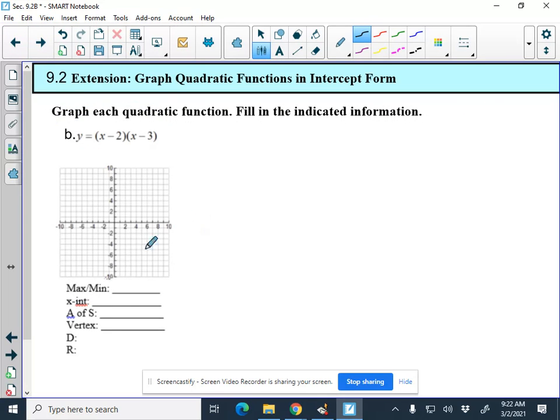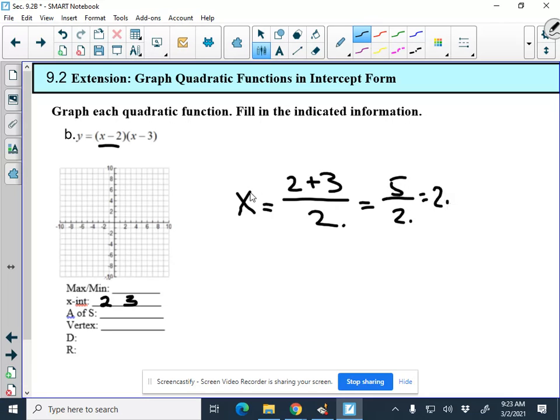Okay, so this one. Let's find the x-intercepts. Remember, they're always opposite. So the x-intercepts are 2 and 3. Now the axis, sometimes we have to do a little work. 2 plus 3 divided by 2. Now you may want to use a decimal, but that would be 5 divided by 2. And on your calculator, making it a decimal, it should be 2.5. So the axis of symmetry is x equals 2.5. And that's okay. We can have a decimal.